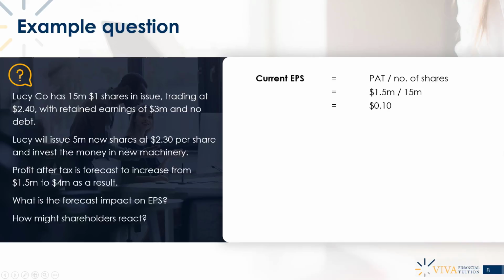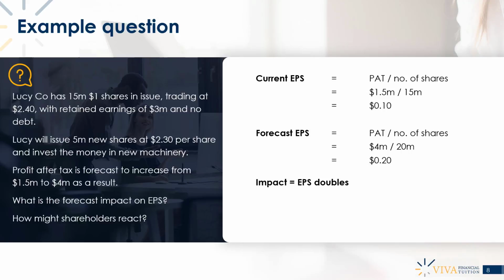Now, what's going to happen to that EPS after this investment? So it's still going to be the same formula, profit after tax divided by the number of shares. What's going to happen to profit after tax? It's going to go up to 4 million. Lovely. But we're going to issue some new shares. There's 5 million new ones. So there used to be 15, add in 5 new ones, and now we're up to 20 million. So my earnings per share is going to 20 cents. So what is the forecast impact on EPS? Well, it's going to double. It's going to go from 10 cents to 20 cents, an increase of 10 cents.